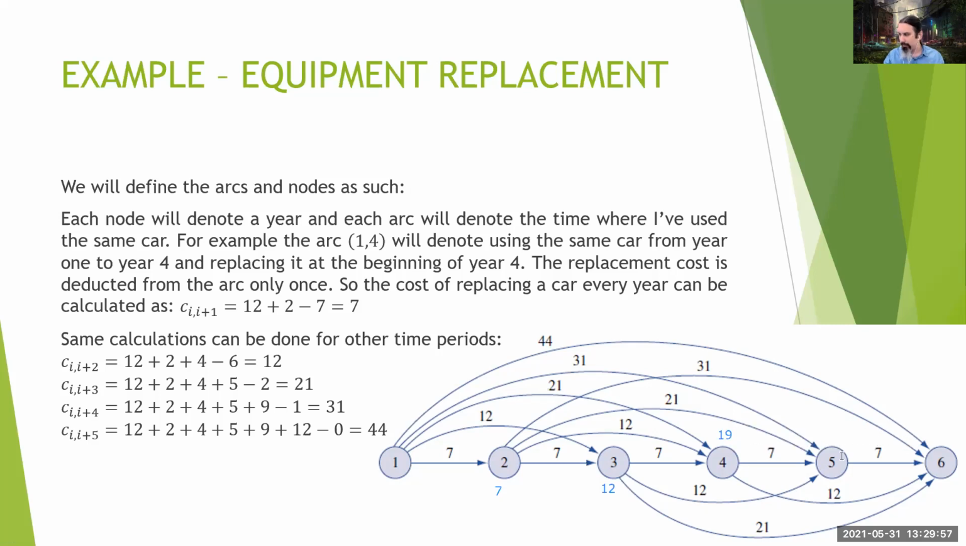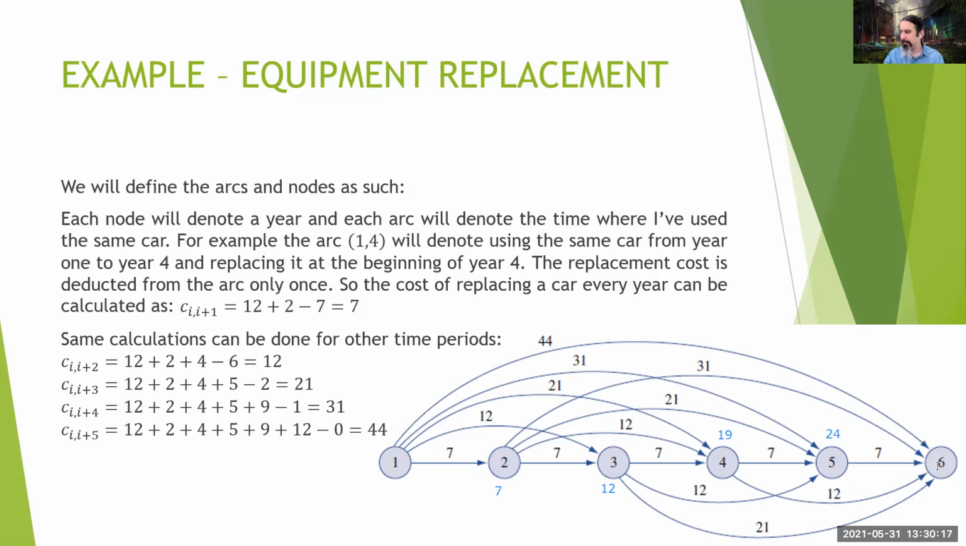What about number 5? So I can go there from 4, 19 plus 7 is 26, or I can go here from 3, which is 12 plus 12 is 24, better, or from 2, 7 plus 21 is 28, no, or directly from 1 with 31, no, 24 is better, so this is 24.